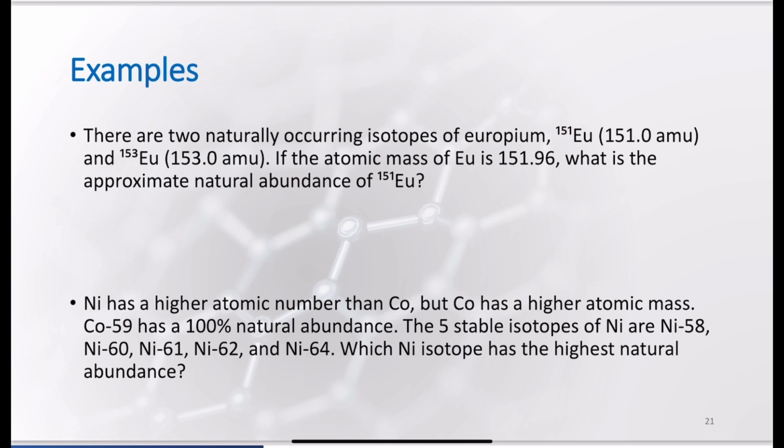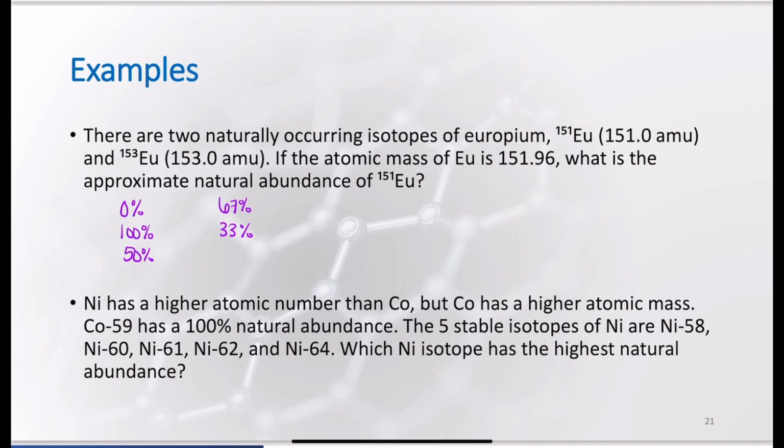Here are 2 conceptual problems. One I can do conceptually, and one I can actually do by math. I'll do both. There are 2 naturally occurring isotopes of europium, europium-151 and europium-153. The mass of europium-151 is 151.0 AMU. The mass of europium-153 is 153.0 AMU. What is the approximate natural abundance of europium-151? I pulled this question from our online homework system, and the options were 0%, 100%, 50%, and then I think roughly 67% and 33%.